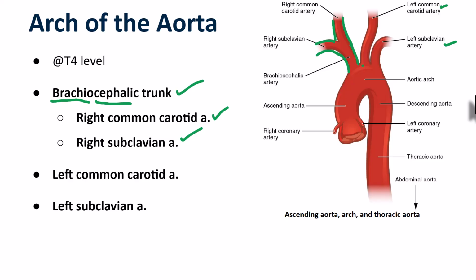And then, as we've discussed, the next two branches are the left common carotid artery, serving the left side of the head and neck, and the left subclavian artery, which serves the left upper limb.